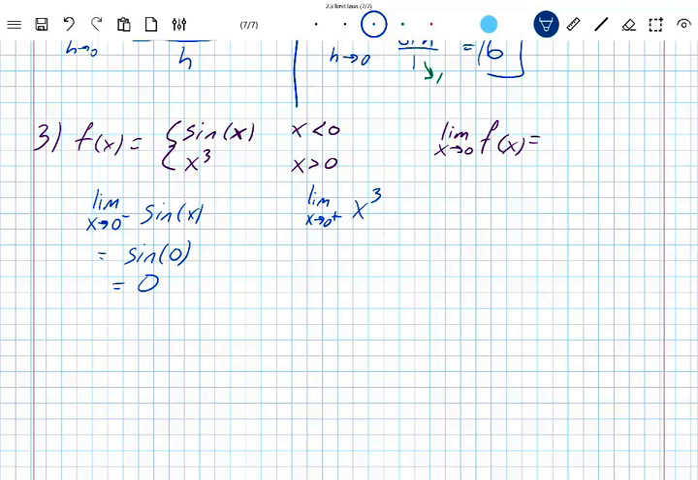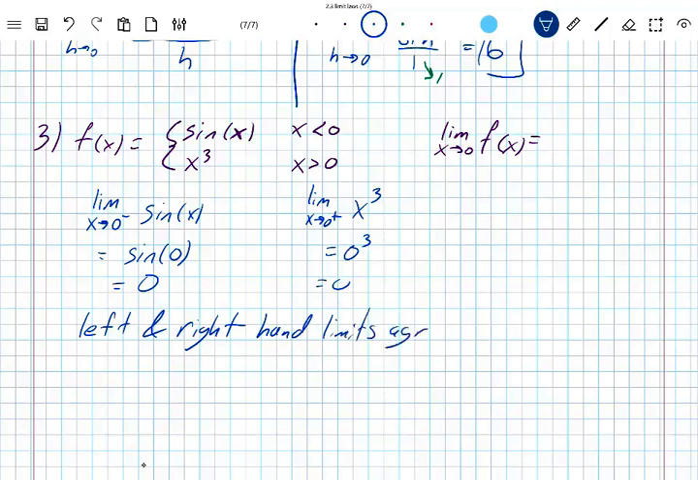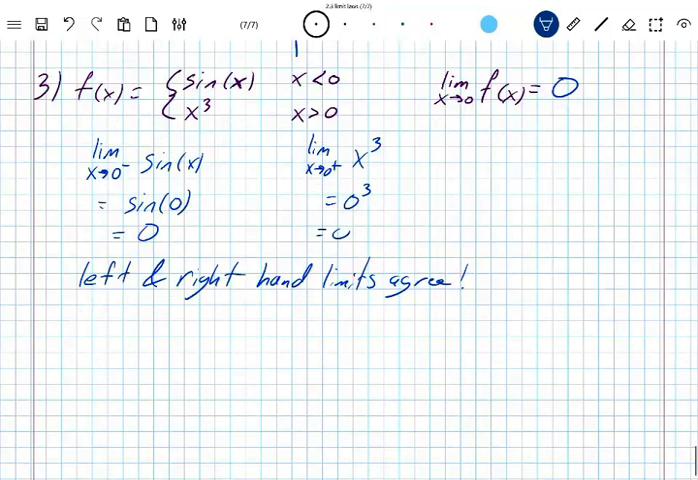So at 0. On this one from the right, this is a polynomial. I really am allowed to just plug in. So this is 0 cubed, which is just 0. Okay, so the left and right hand limits agree. Okay, which means that this two-sided limit has to be the same as what they agreed to. 0. Ta-da!